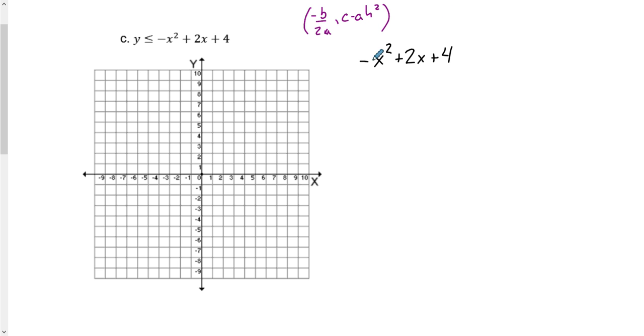Okay, first step, factor the a value from the x squared and the x term. So we're going to factor a negative 1 out.